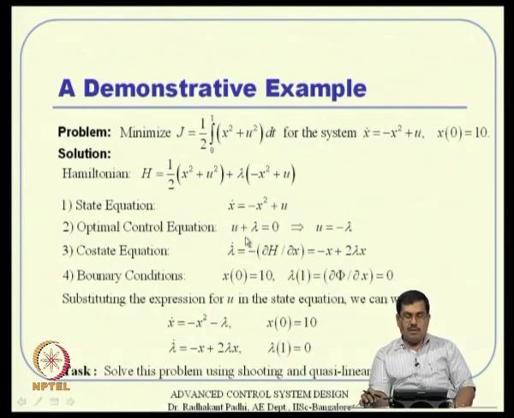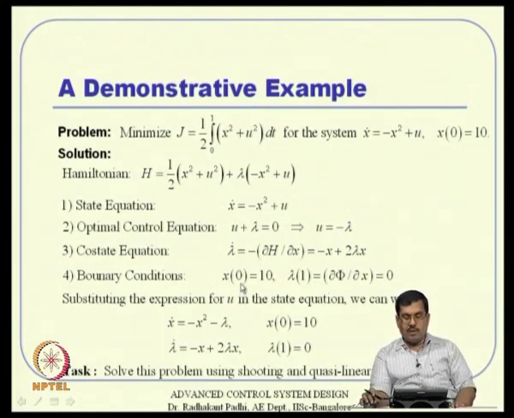Then the optimal control equation is del H by del u equal to 0. So, del H by del u means one term is u plus one more term is lambda. So, lambda plus u is 0, so u equal to minus lambda. The co-state equation is lambda dot equal to minus del H by del x. If you differentiate H with respect to x, one x term comes here, with a minus sign in front, and then there is a minus 2x lambda which becomes plus 2x lambda because of this minus sign. So, you have x dot is that, u equal to that, and then lambda dot is that.